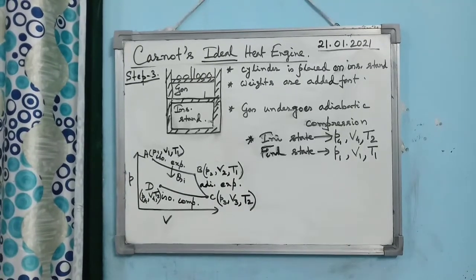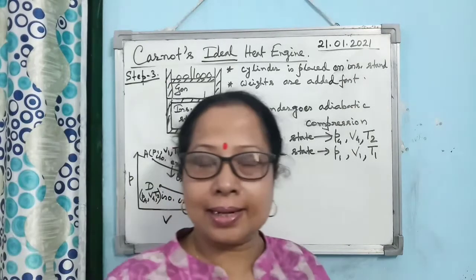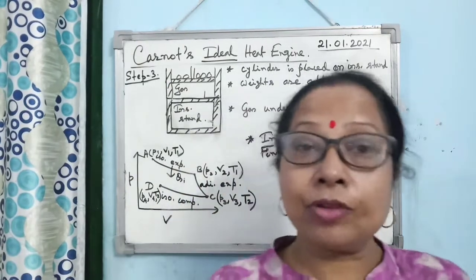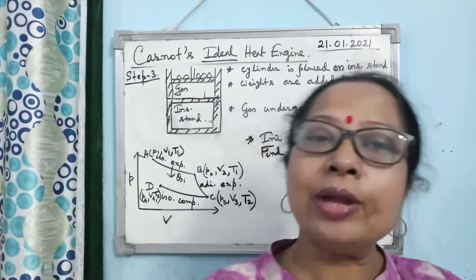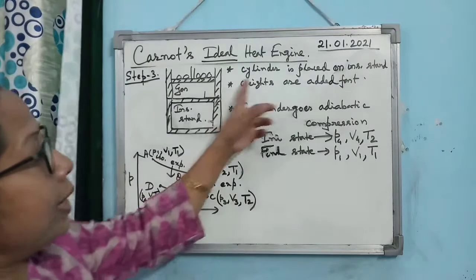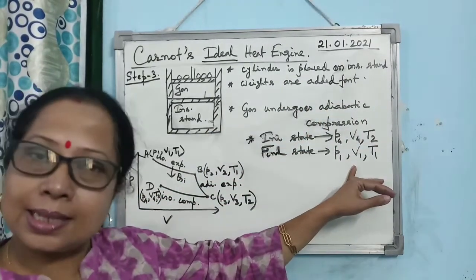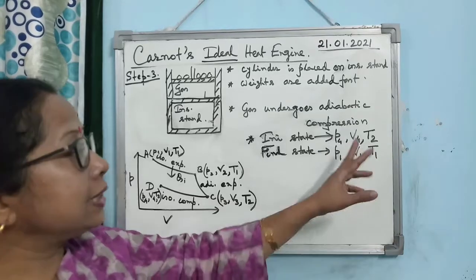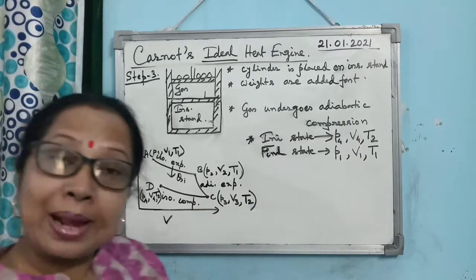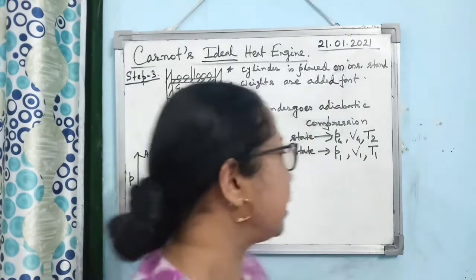The last step is, now the gas cylinder is placed on the insulating stand and weights are added, but it is added faster. So when weights are added, what will happen? Pressure will increase and volume will decrease. Is that clear? Now what about the temperature? You are compressing it, so the temperature will increase. So this process continued.